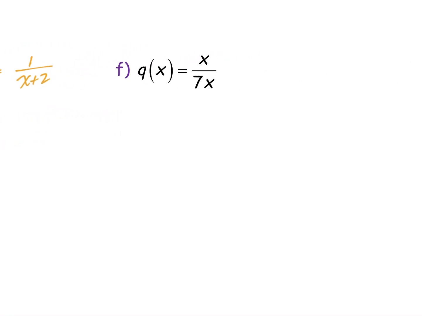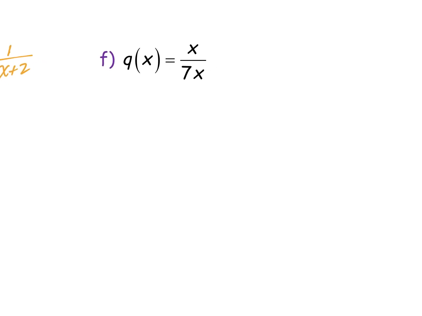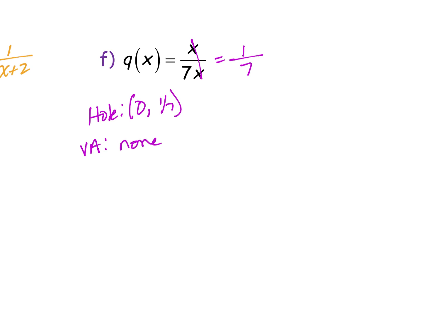Okay, awesome. And then the last one, I'm going to simplify it, and I get 1 over 7. So I have a hole at 0, 1/7. There's nothing to plug x into, so that's just 1/7. And then I have a vertical asymptote: none. I don't have any vertical asymptotes, because there's nothing left in the denominator.